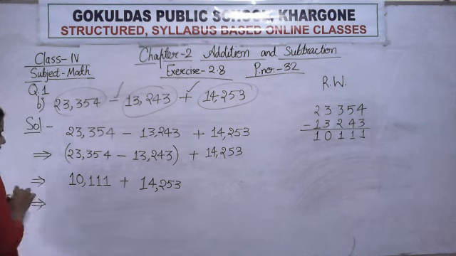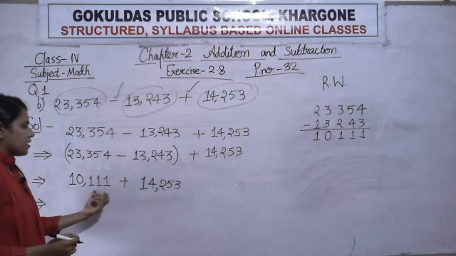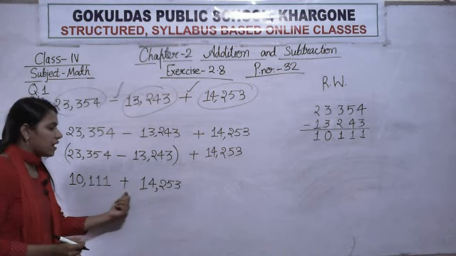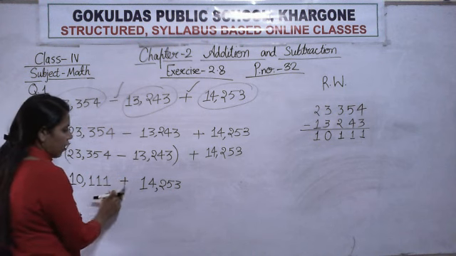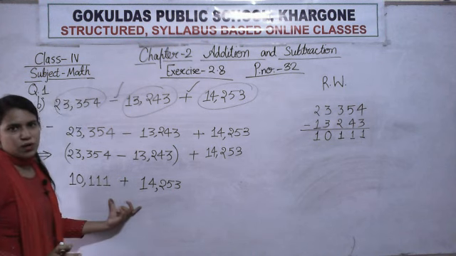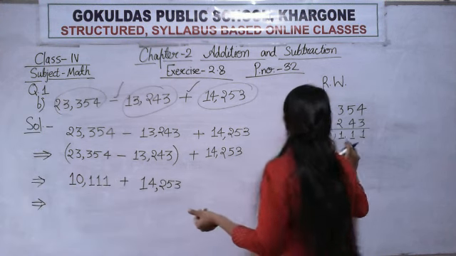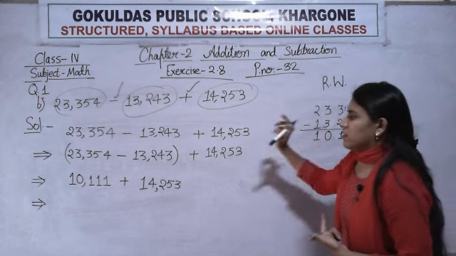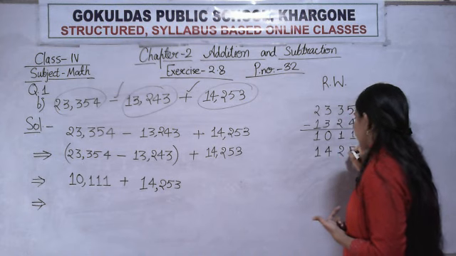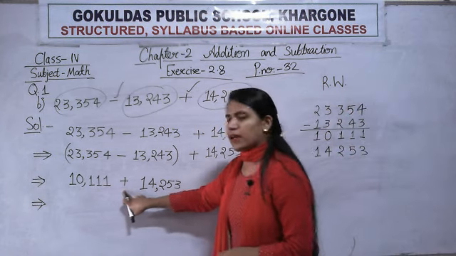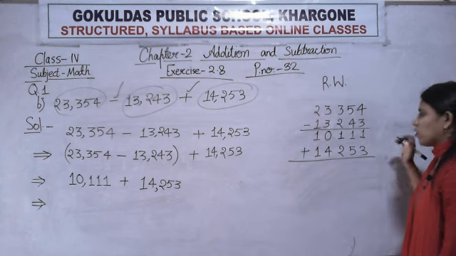Now in the next step, observe this. We got 10,111 plus 14,253. Now you see that you have to perform addition between these 2 numbers. The first number is 10,111, already written here. Then the next number is 14,253, and you see that the plus symbol is there. It means addition operation. So put plus here and perform addition.